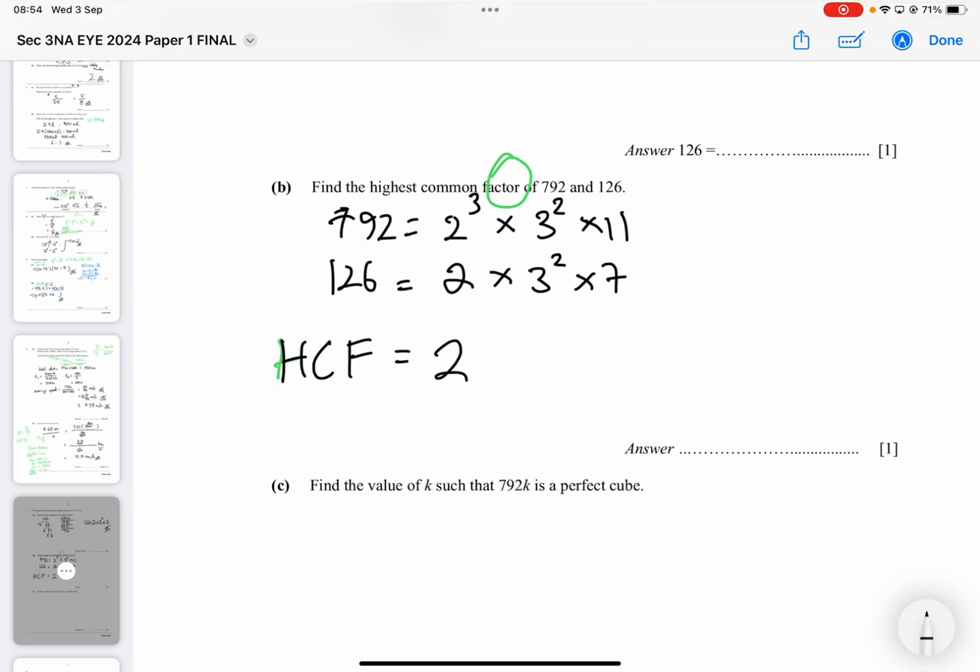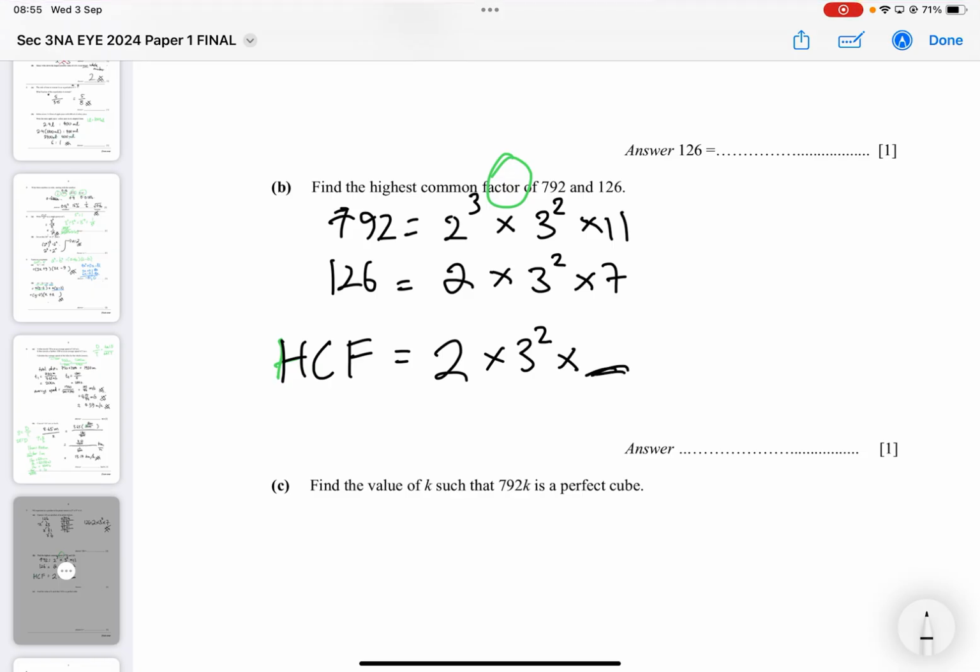Okay? 3 square and 3 square, both the same. So the smaller of them is 3 square. 7 and no 7. So I don't take 7. No 7 is stricter than one 7. So I don't take any 7. So I shouldn't have any 7.